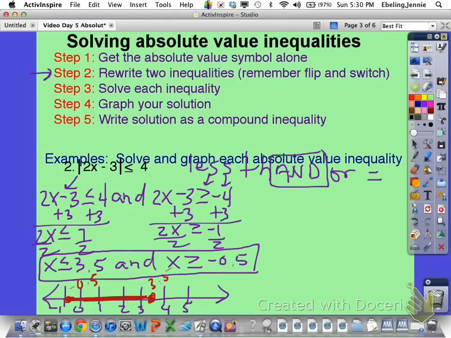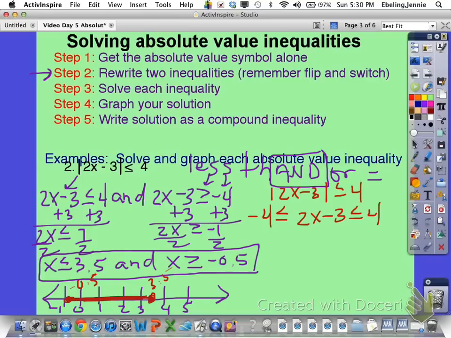And I want to show you one other thing. When you go to solve this, absolute value of 2x minus 3 is less than or equal to 4, you can also solve an "and" situation by taking the 2x minus 3 less than or equal to 4 and putting the less than or equal to on the left-hand side and then changing the sign on the 4 and putting the negative 4 there.